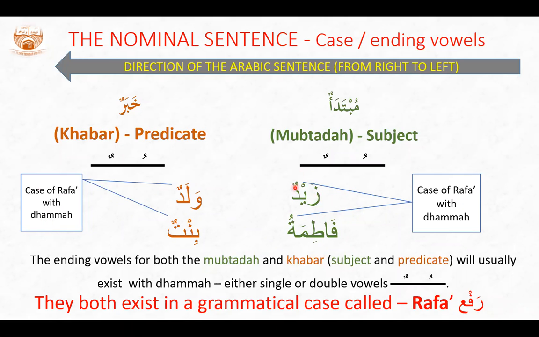So now I can say, do you know why we have dhamma here? You have learned it. We can say because this word Zaid is the subject of a nominal sentence, and the law for the subject of a nominal sentence is that it exists in the case of rafa. And the law is that rafa will take dhamma. So now you have learned grammar. Now you don't have to go through this process every time you have to do this.